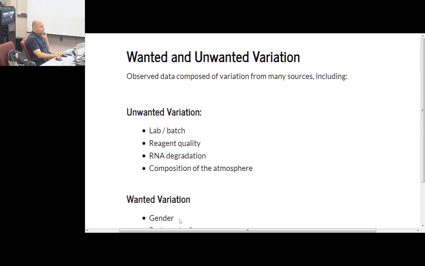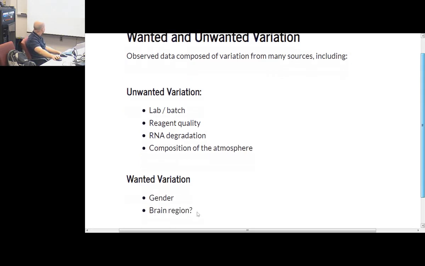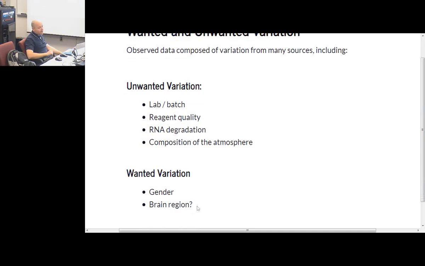And then I've got a brain region with a question mark next to it, meaning that this brain region may or may not be of interest. If all you're interested in is differential expression with respect to gender, you might think of brain region as a nuisance variable. But in other contexts, it might very well be what you're interested in. So here, again, I'm just highlighting that what variation is wanted and unwanted is going to depend on the context.